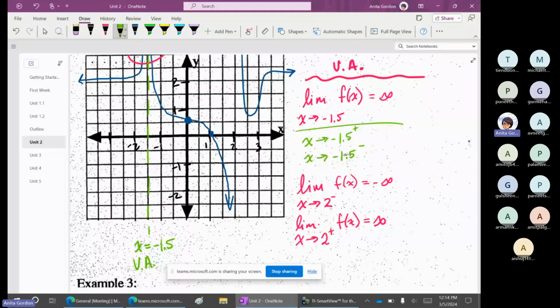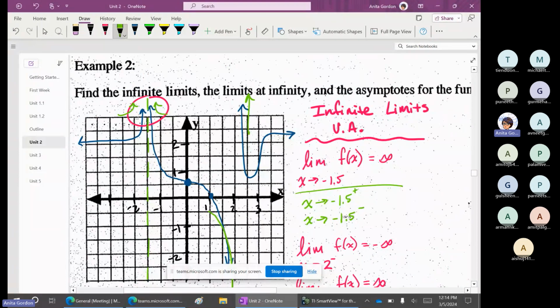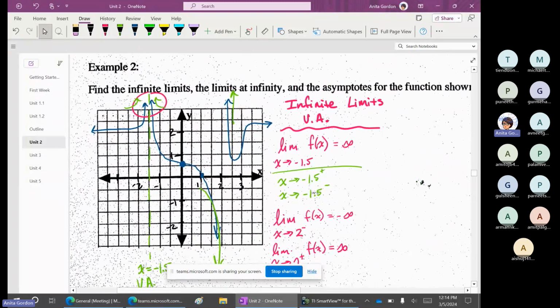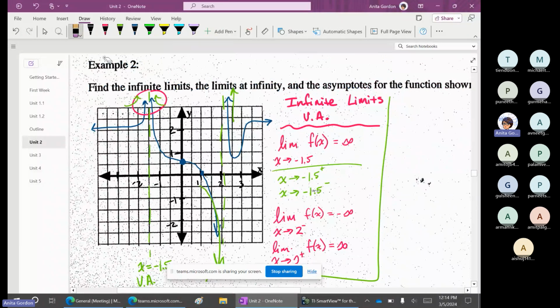So from the left, the function goes down forever. From the right, the function goes up forever. Okay, those represent my vertical asymptotes. VA at x equals positive 2. Here it is. So now what I'm going to do is look at what happens at the graph at the very far left and the very far right.